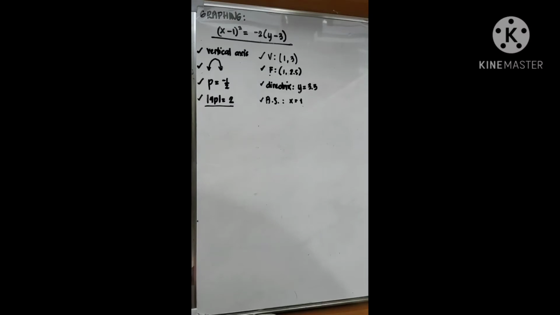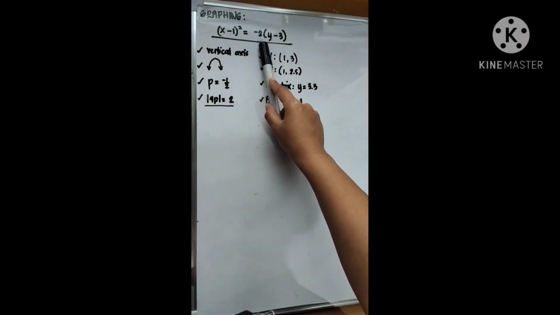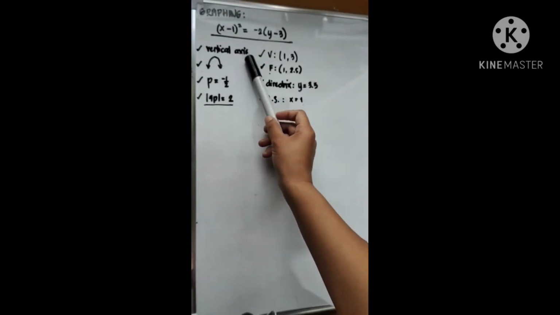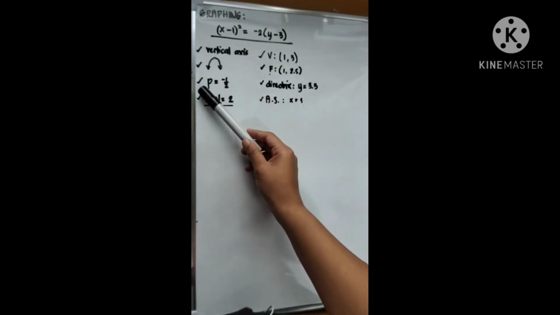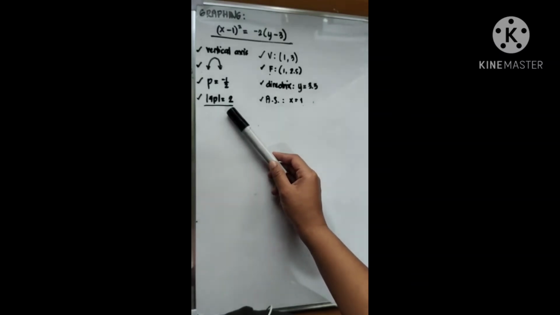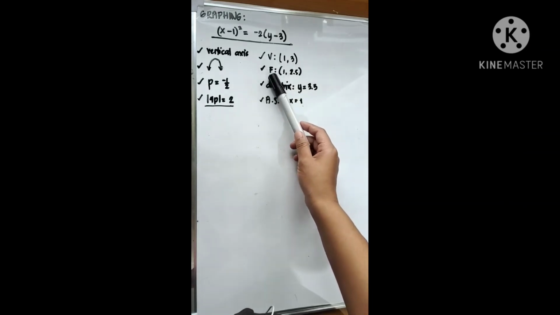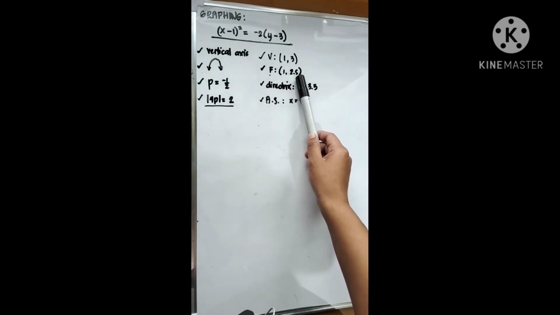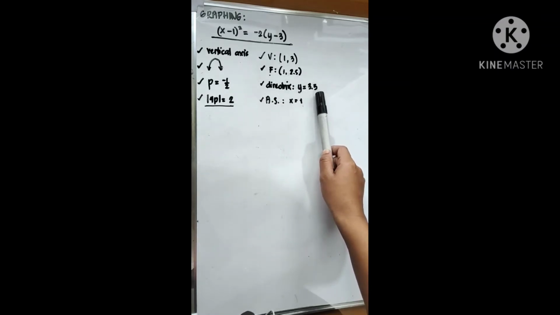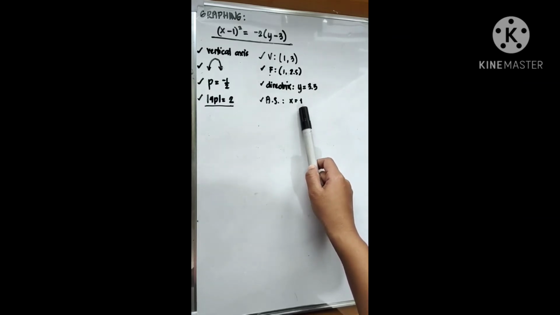So now we will be graphing our parabola, which has the equation (x - 1)² = -2(y - 3). A while ago, we identified that it has a vertical axis and it opens downwards since our p is negative 1/2. And our focal diameter is equal to 2. Our vertex has the coordinates (1, 3). Focus coordinates (1, 2.5). Directrix, its equation is y = 3.5. And axis of symmetry, which has the equation x = 1.